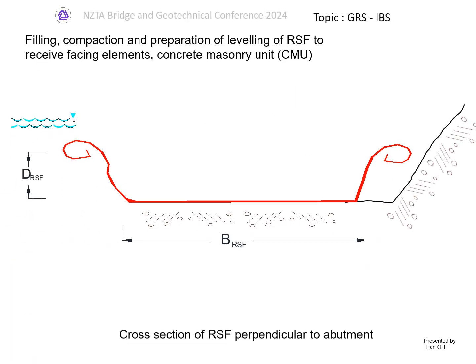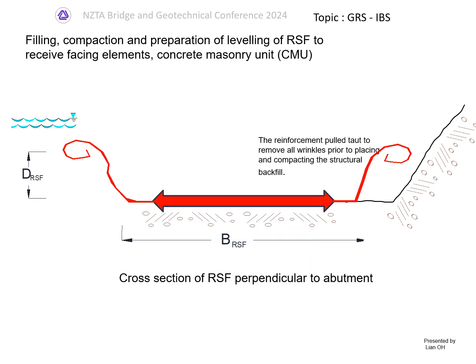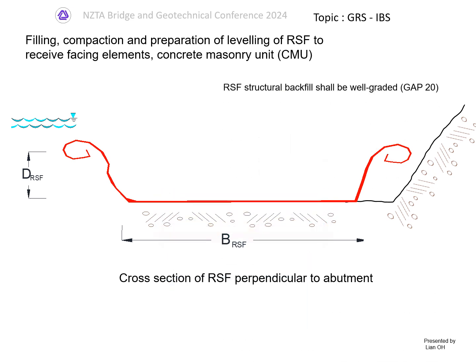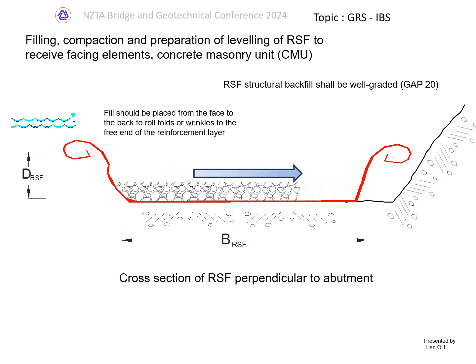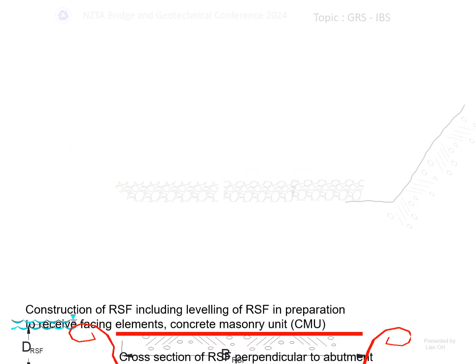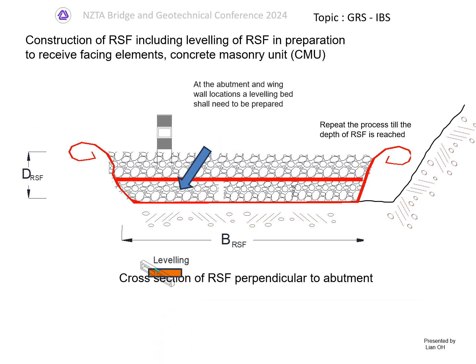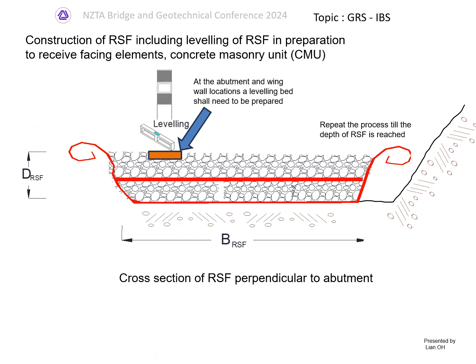In the construction of the reinforced soil foundation, the reinforcement shall be pulled tight before placing the structural fill. The structural fill, well graded, shall be placed from the front face to the back. Every 300 mm of fill shall require an additional layer of reinforcement. Once the required depth of the reinforced soil foundation is achieved, a leveling pad at the abutment and the wing wall location shall be prepared.